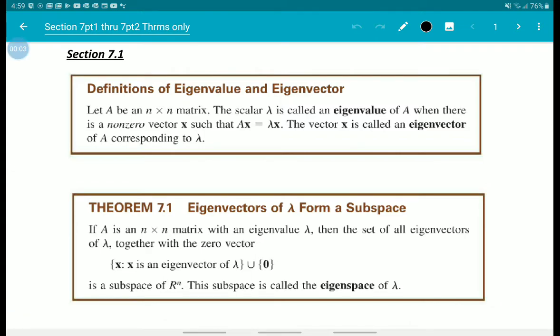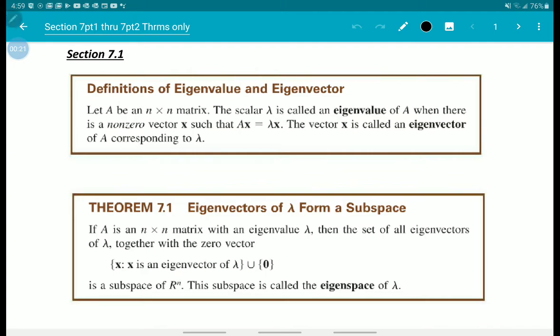In this chapter, we're going to talk about something called eigenvalues and eigenvectors, and we're going to see how eigenvalues and eigenvectors can be used in different places. And one of those places is actually differential equations, where we can solve a system of differential equations. So let's start with a few definitions.